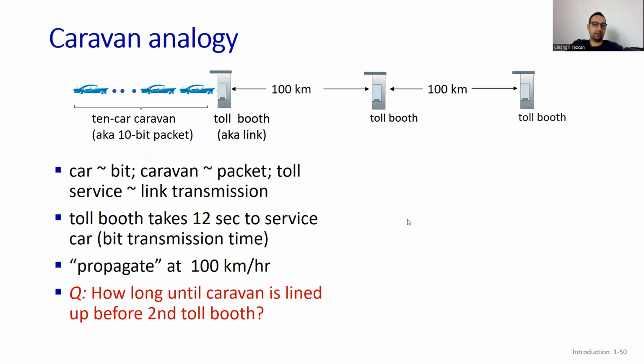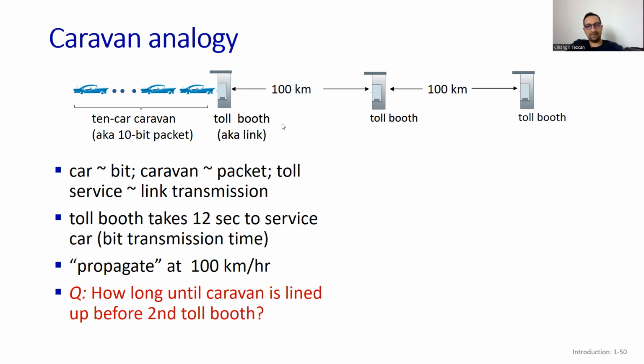Yes. Here's a caravan analogy. Let me try to explain how it works. There's a caravan of 10 cars, so we can think of them as a 10-bit packet. There's a toll booth, which allows one car at a time. Until the toll, you travel as a group, but here you have to go one by one. And the toll booth performs some operations, so you have to wait in the queue.